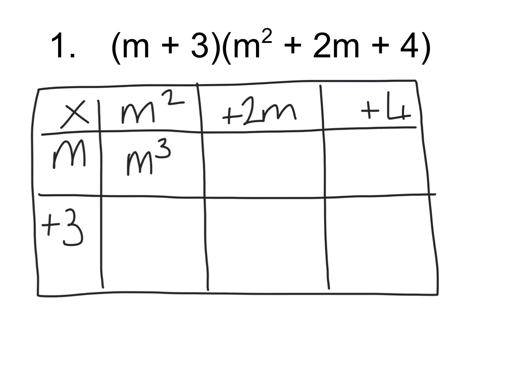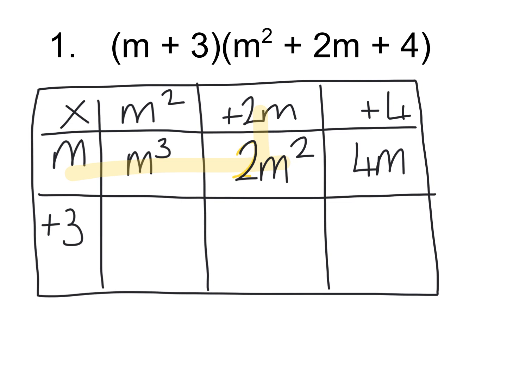On the next box I am going to do what you get when you multiply 2m and m. 2m times m would give you 2m squared. So I'm going to write 2m squared. Wrong colour pen, sorry. So 2m squared, and then I'll do the same again. In the next one, I would do m times 4, which would give me 4m. I'm going to stop using the highlighter.